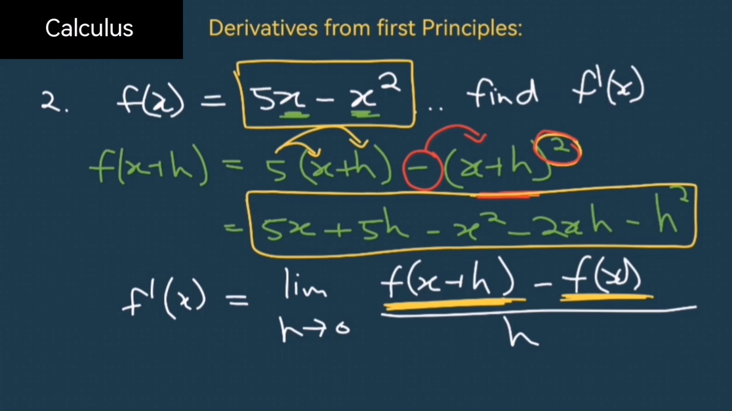In this instance, you can see the 5x from the f of x plus h function, once you minus f of x, will cancel with the 5x of the f of x function. And also the negative x squared of the f of x plus h function will cancel with the negative x squared from the f of x function. And what you are left with is again all these terms that have an h. So it's the 5h, the minus 2xh, minus the h squared. That's what we're going to write down for our numerator.